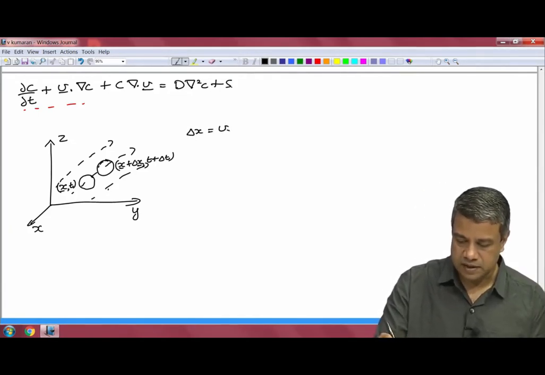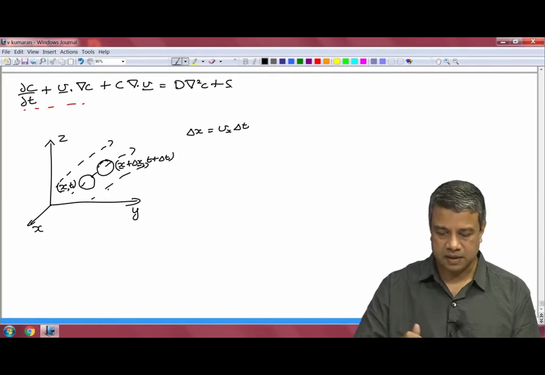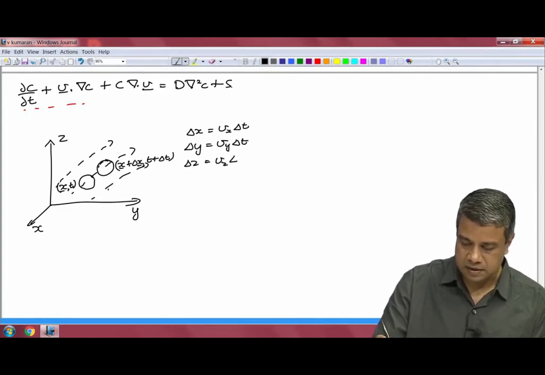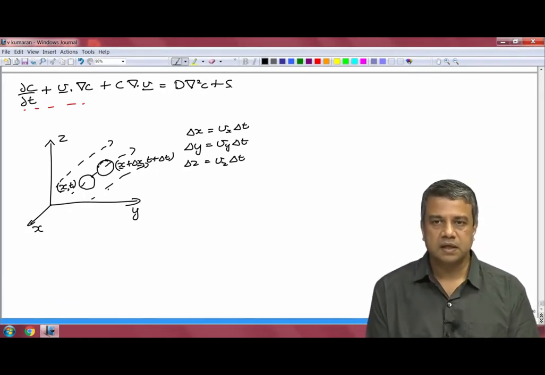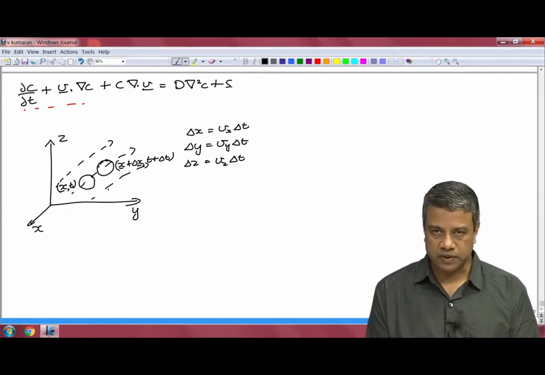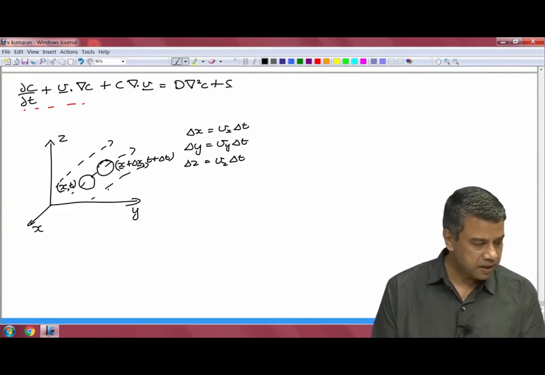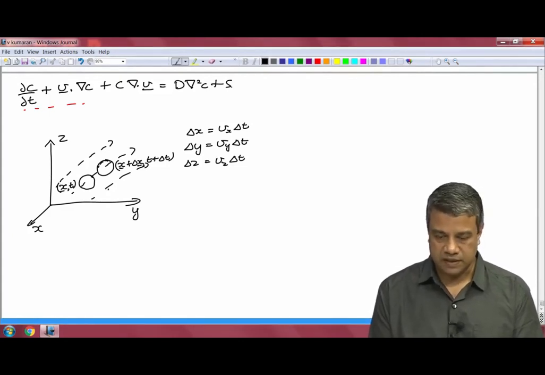where delta x is equal to V x delta t. The displacement in the x direction within a time delta t, delta y is equal to V y delta t and delta z is equal to V z delta t. So, I am not considering a differential volume that is fixed in space, but rather a differential volume that is moving with the same velocity as the fluid velocity at that location. Therefore, the displacement made by this material volume element will be V x delta t, V y delta t and V z delta t.